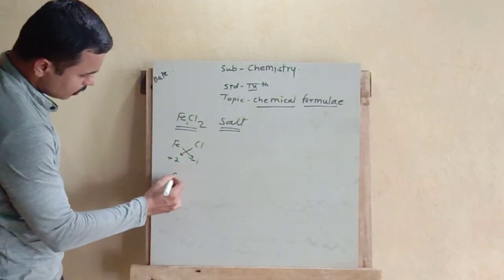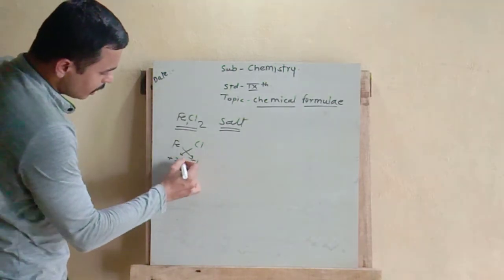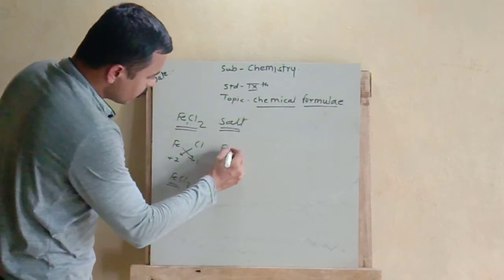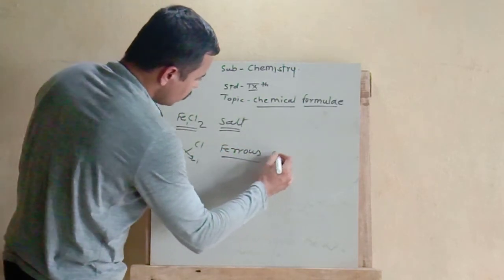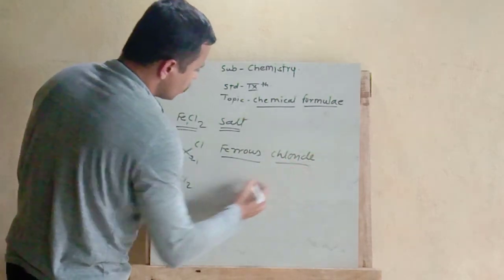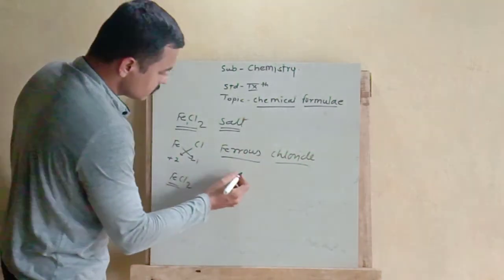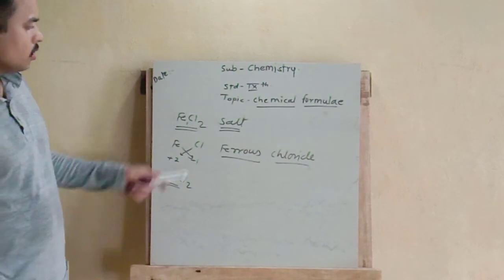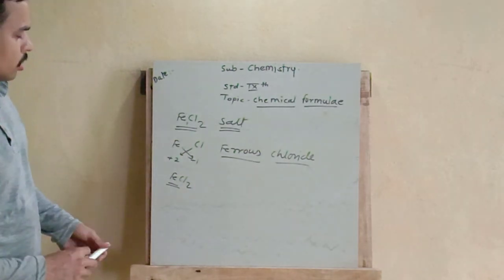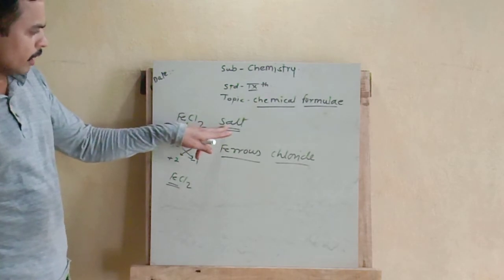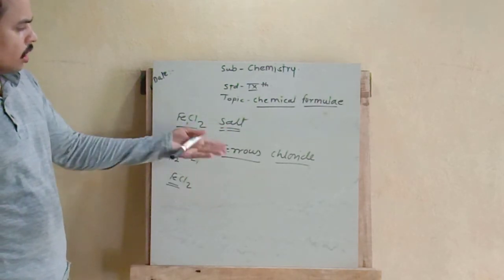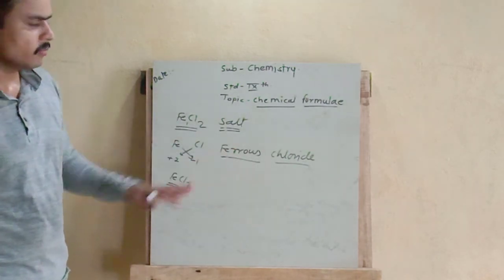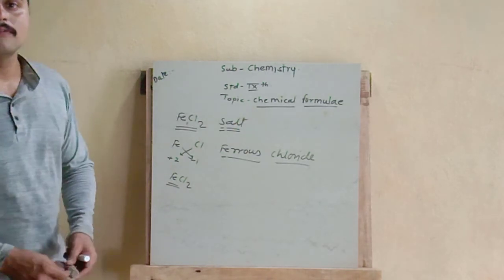So it becomes FeCl2. That means iron is in which state? +2 state. That's why it is called ferrous, and chloride. Ferrous and chloride. So ferrous chloride is the actual name of this particular salt. Understand? In this way, we have to learn conversion from the name of a salt into the chemical formula. And if the chemical formula is given, then you have to convert it into its chemical name.